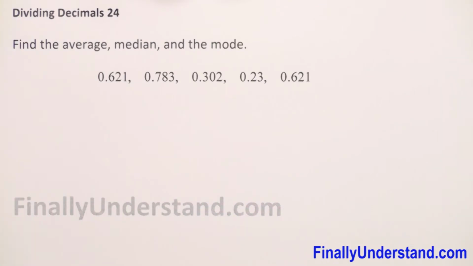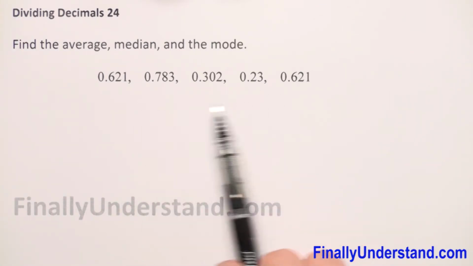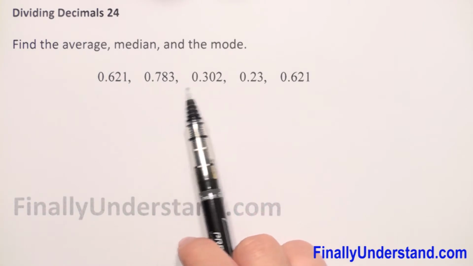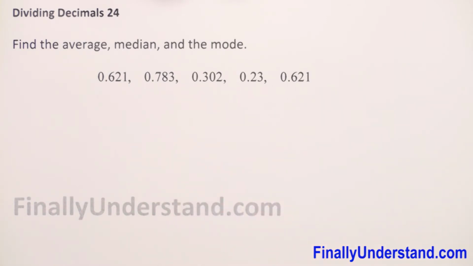We have given 5 decimal numbers. First, we have to find the average. How do we do this? To find the average, we have to find the sum of these 5 decimal numbers, and next we have to divide by 5. Why by 5? Because we have 5 given numbers.